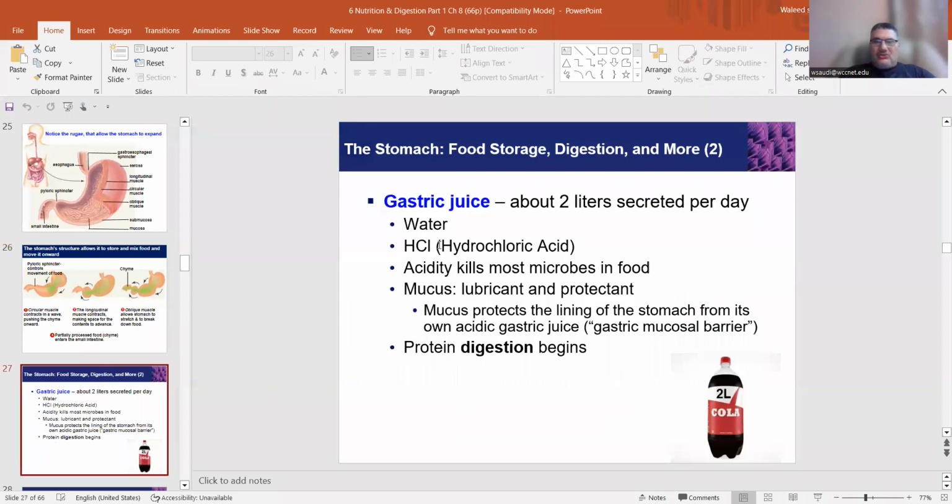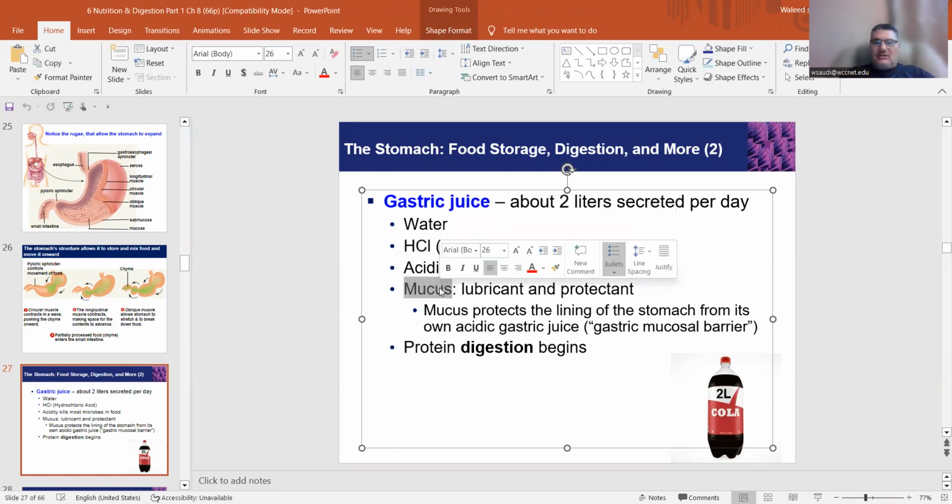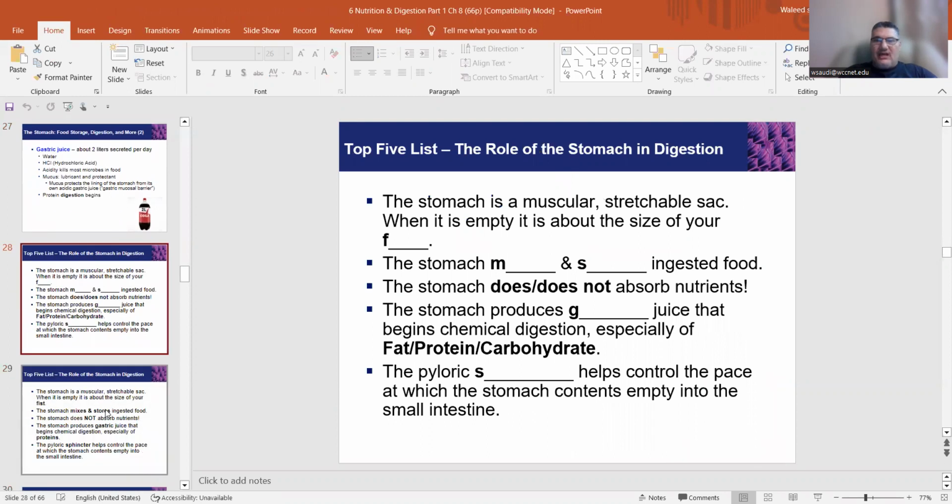In the stomach, we're going to add hydrochloric acid. This is the acid in order to kill the microbes, and mucus, just like the mucin in our mouth for moisturizing and lubrication, and then enzymes to chemically break down the food.